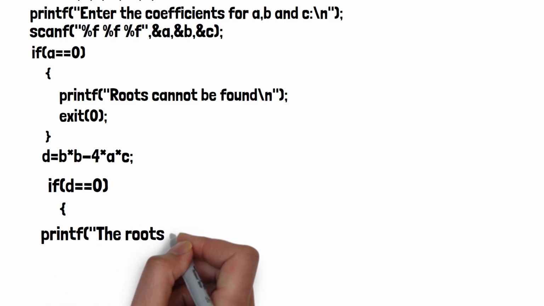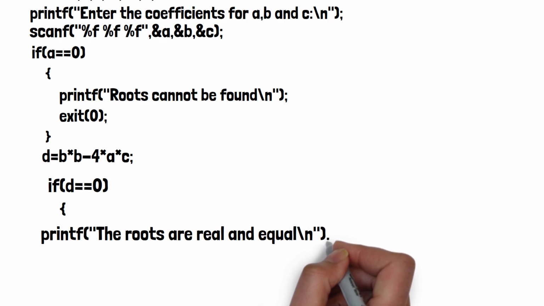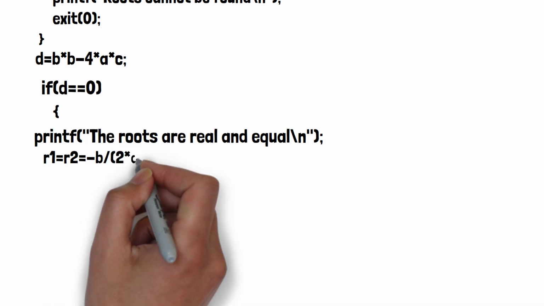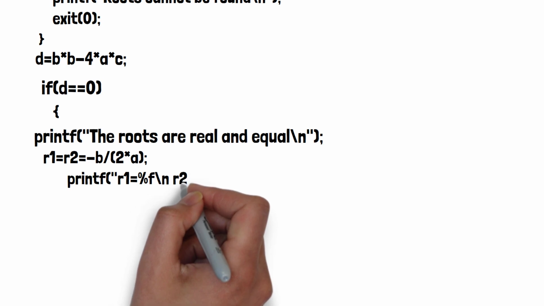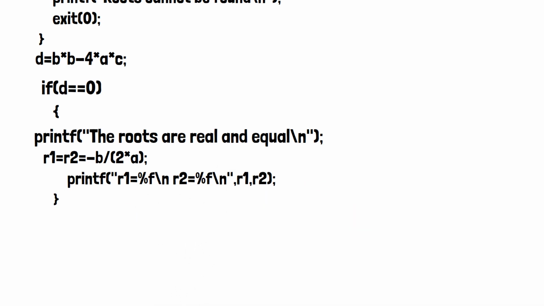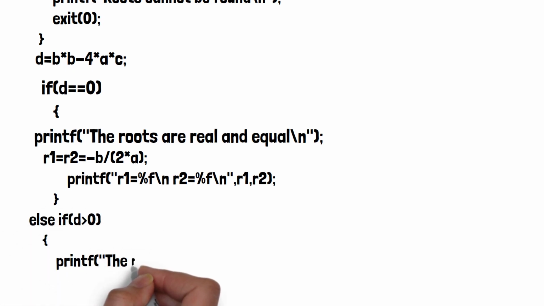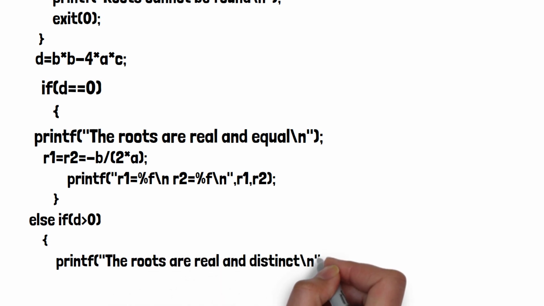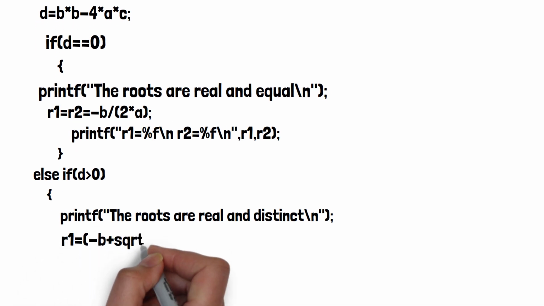So what will we write? We will write the roots are real and equal. Okay, so now we are assigning R1 equal to R2 and we are calculating minus B divided by 2A. Then we are printing the values of R1 and R2. Now, next condition is if D value is greater than 0, then we are printing the statement as the roots are real and distinct, and we are calculating R1, that is root 1 value, as minus B plus square root of D divided by 2A.